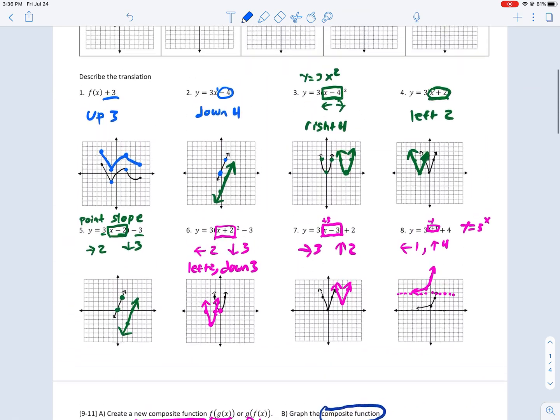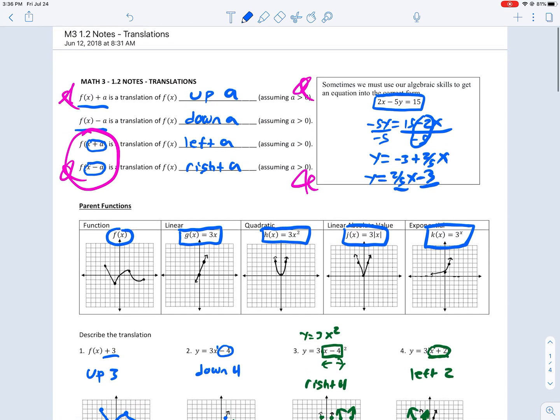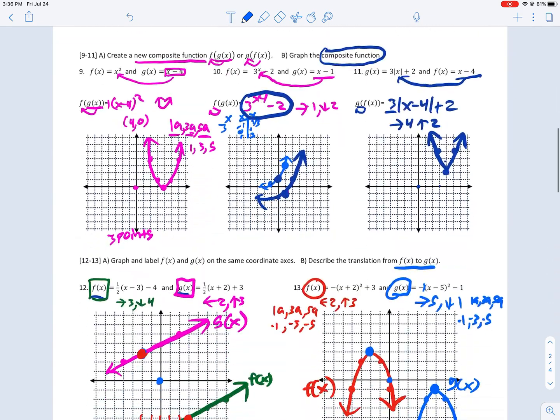Again, composite functions, and then working on our translations. Make sure you answer your essential question in your summary.